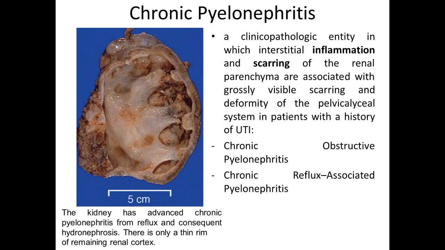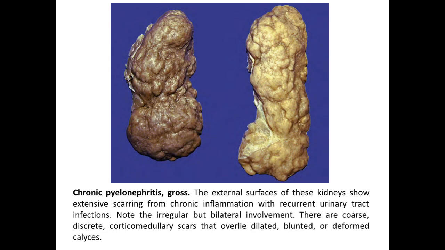Macroscopically, chronic pyelonephritis is an asymmetrical kidney disease. The kidney has a tuberous surface. The pyelocalyceal system is deformed. Deep scars in the cortex and medulla we can observe on the cut. The calyces are dilated. Their walls are thickened and have a whitish color. So, grossly, external surfaces show extensive scarring from chronic inflammation with recurrent urinary tract infection.